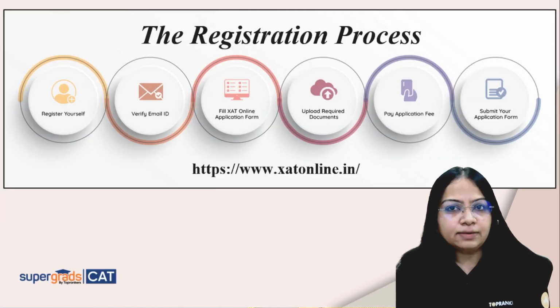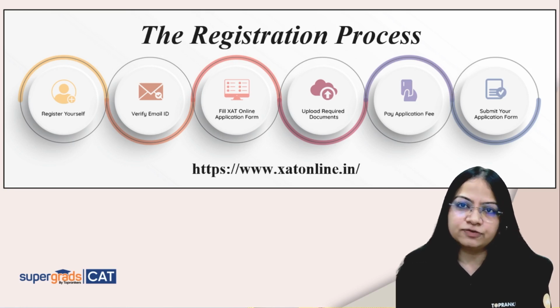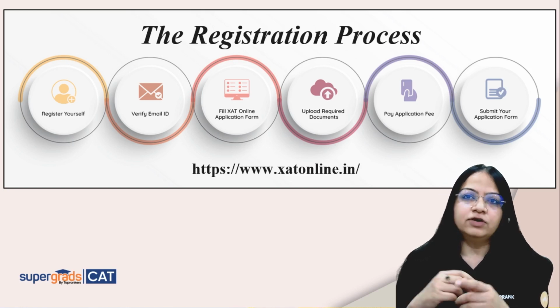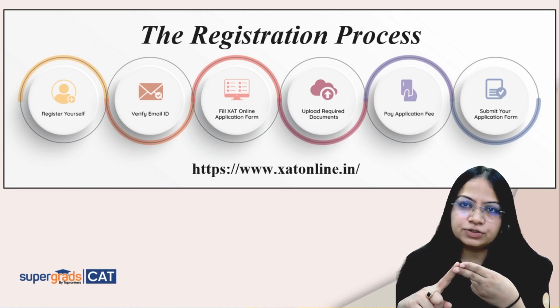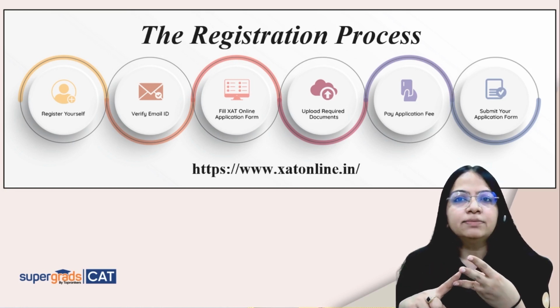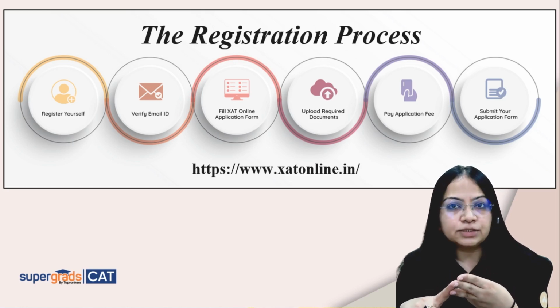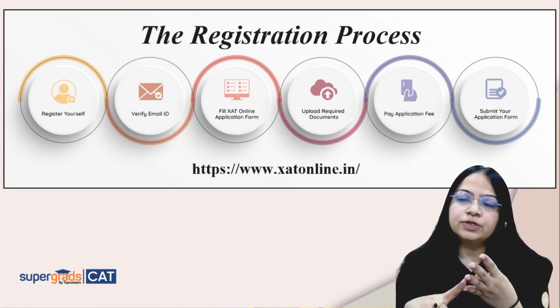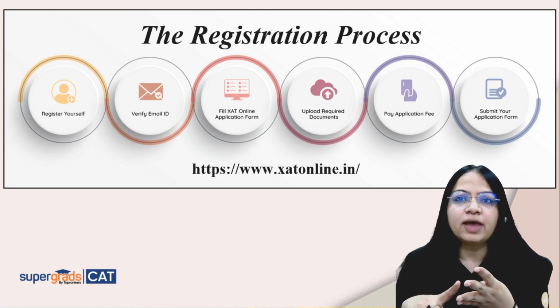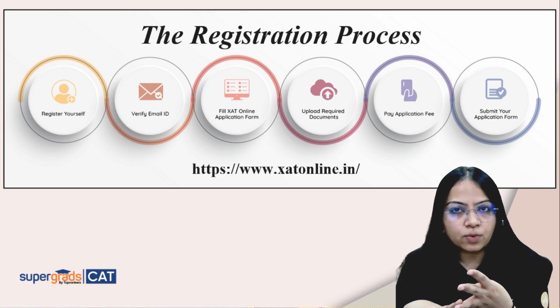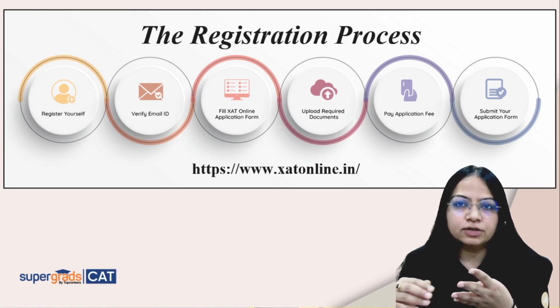There are 6 steps that are required to fill the application form for XAT. The very first would be registering yourself. The second step would be the verification of your email ID. The third step is the filling of the application form. The fourth one is uploading the required documents. How to fill the application form and what documents you are required to upload, I'm going to tell you further in this video.